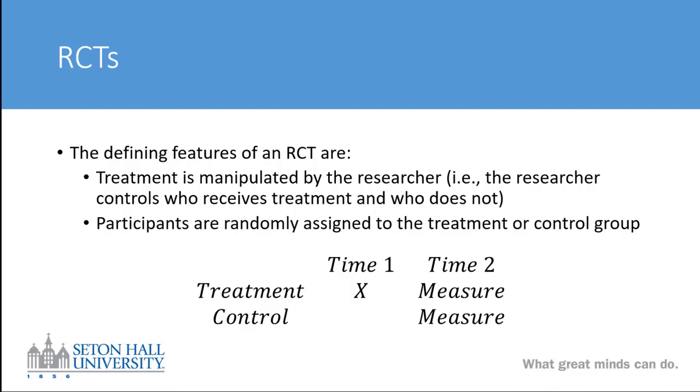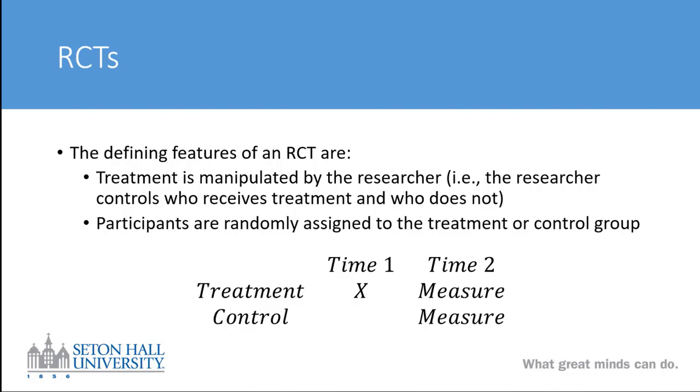So let's imagine the reading program. The researcher would have full control over which students participated in the new reading program and which students did not participate in the new reading program. And then the second defining feature of an RCT, and most important for our purposes today, is that participants are randomly assigned to the treatment or control group. Right.